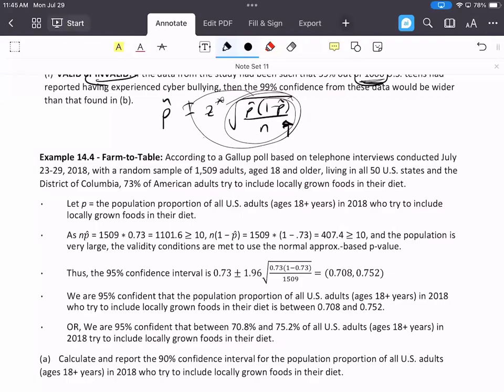Example 14.4, farm to table. So please take a moment, pause the recording, and read over the example to make sure you understand how all the calculations were done. Okay, now take a moment and calculate and report the 90% confidence interval for the population proportion of all U.S. adults in 2018 who try to include locally grown foods in their diet.